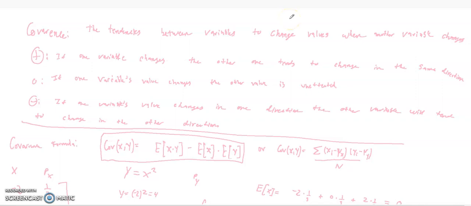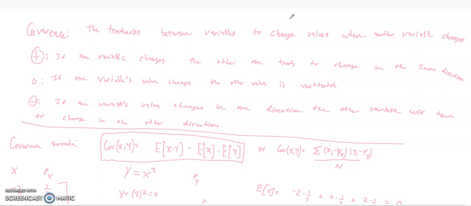Alright, so in this video I want to describe covariance and specifically the covariance of discrete random variables. So first of all, covariance is just the tendency of one variable's value to change and whether that will affect the other variable's value. So if we have a positive covariance, it means that if one value changes, the other variable's value will change in the same direction.